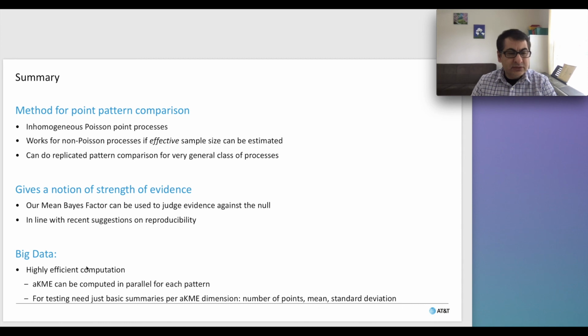Our method is also highly efficient in terms of computation, because each ACME can be computed separately and independently for a pattern, and for the testing, you need only some summaries of ACME per dimension. Remember, we're doing t-tests per dimension, so you just need the number of points, the mean, and the standard deviation.